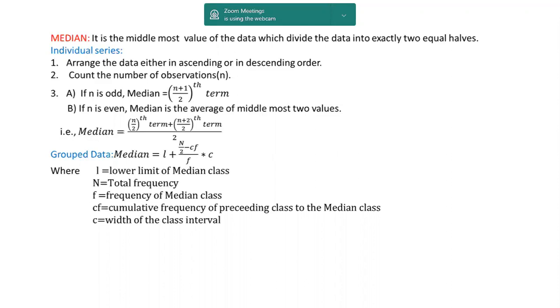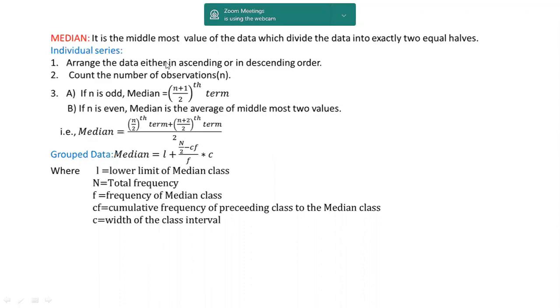Or else, if the number of observations n is an even number, then the median will be the average of the n by 2 th term and the (n plus 2) by 2 th term, that is, their sum divided by 2. So here is the formula. We can use this formula to get the median for an even number of terms, and the earlier one is the formula to get the median when n observations is odd.